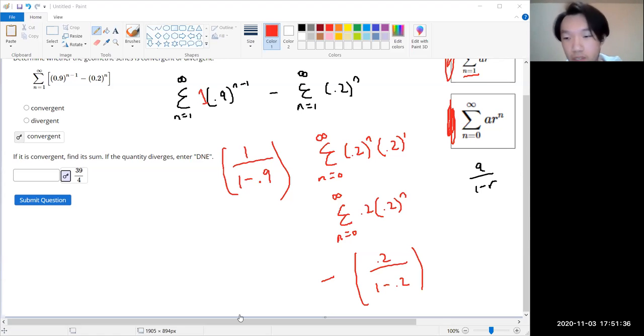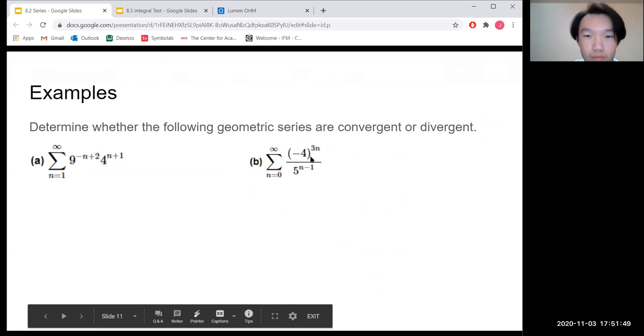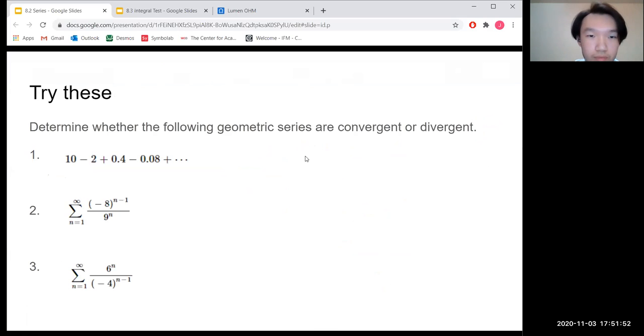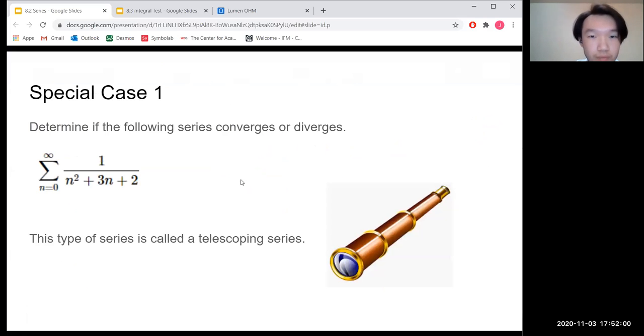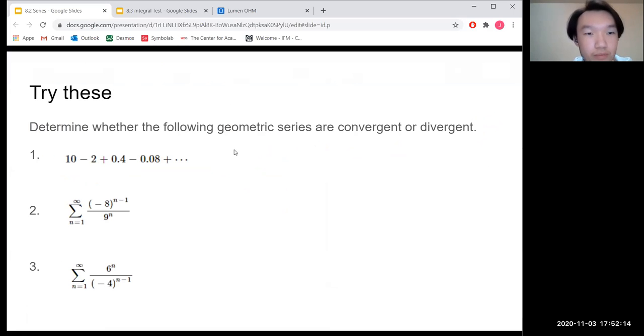Okay, in that case, let's just finish up 8.2 and then we'll start 8.3. Beatrice, did you find someone to send you the recording or no? Okay, all right. So this was the last thing we talked about, these three examples.